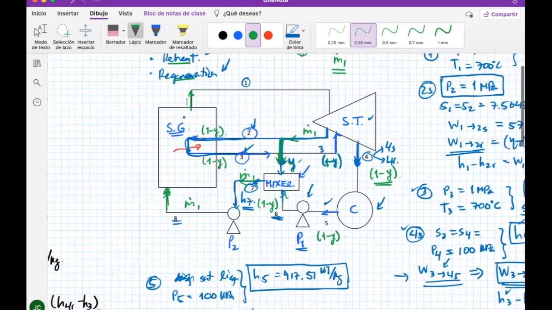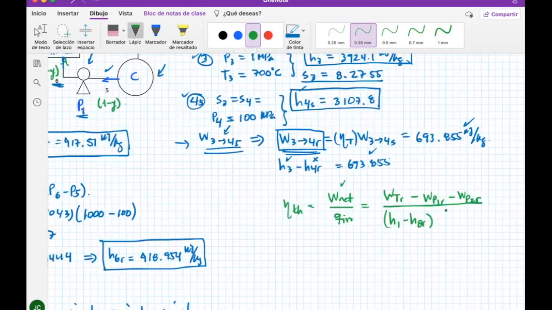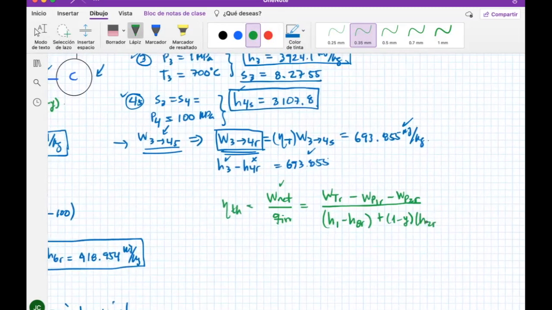But also, I'm putting in heat right here. So this one is going to be plus (1 minus Y) times, I'm sorry, backwards, H3 minus H2R. This is the reheat part.